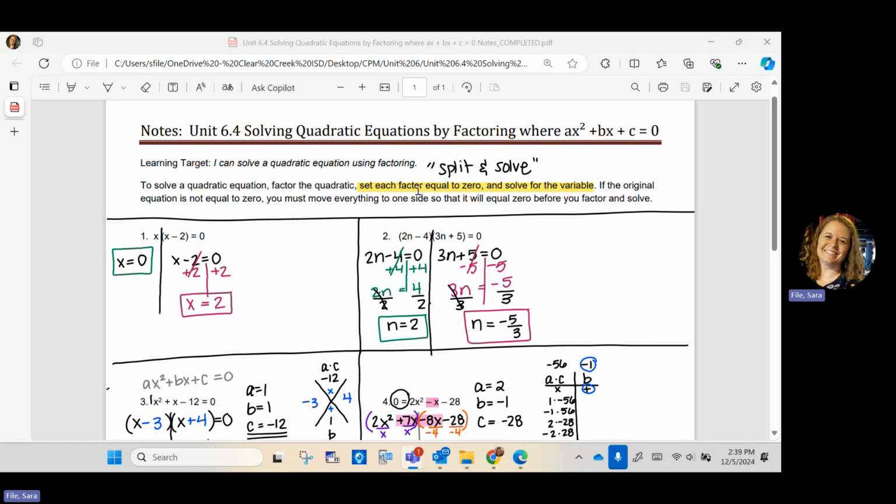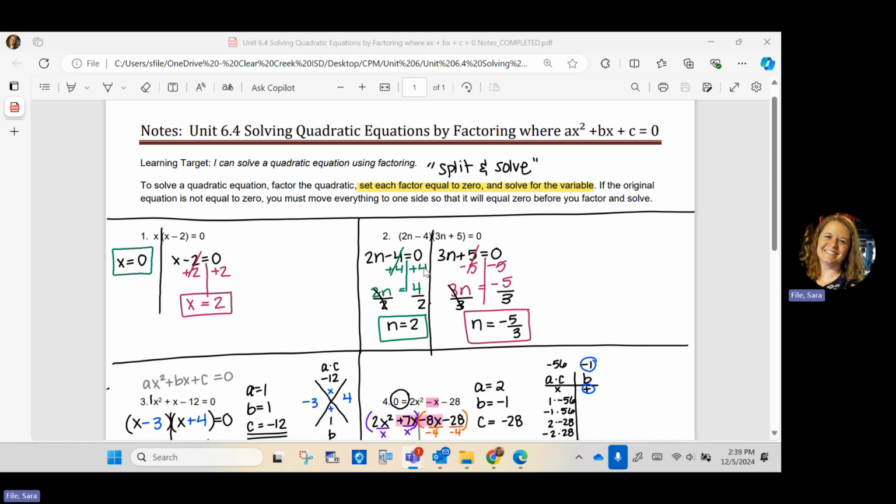Where you set each factor equal to 0 and solve for the variable. Here I drew a line separating the two factors, and I set this factor equal to 0 and this factor equal to 0, and I solved them. X was already solved, it's just X, and you get your two solutions. Here I set these two factors equal to 0.